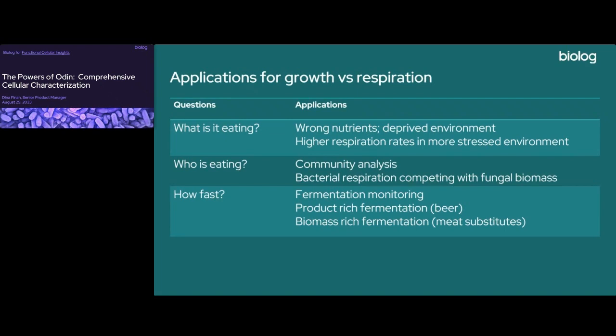And then finally, if you're trying to make a product through fermentation, you might really care a lot about making sure that it's respiring more or growing more. So if you're making beer, for example, you don't want the yeast to increase too much in biomass, which might foul your batch. But if you're making some high protein foods like yogurt or meat substitutes, then you do want a more biomass-rich fermentation.